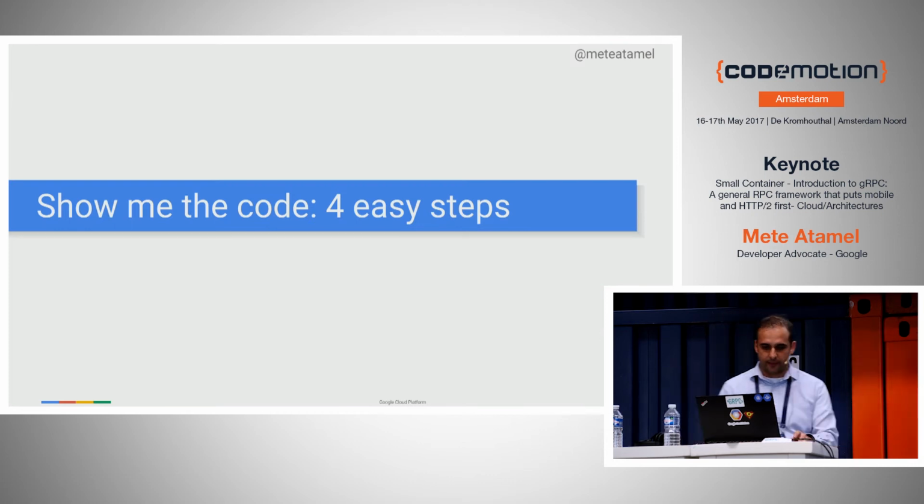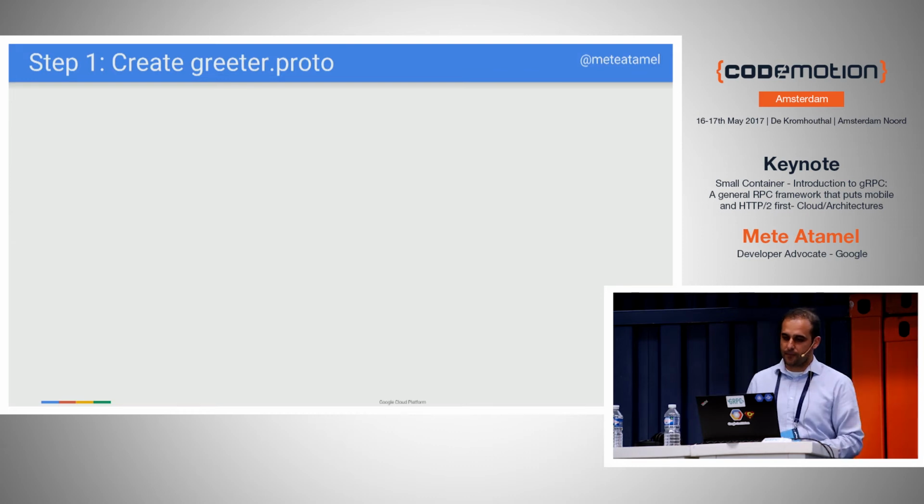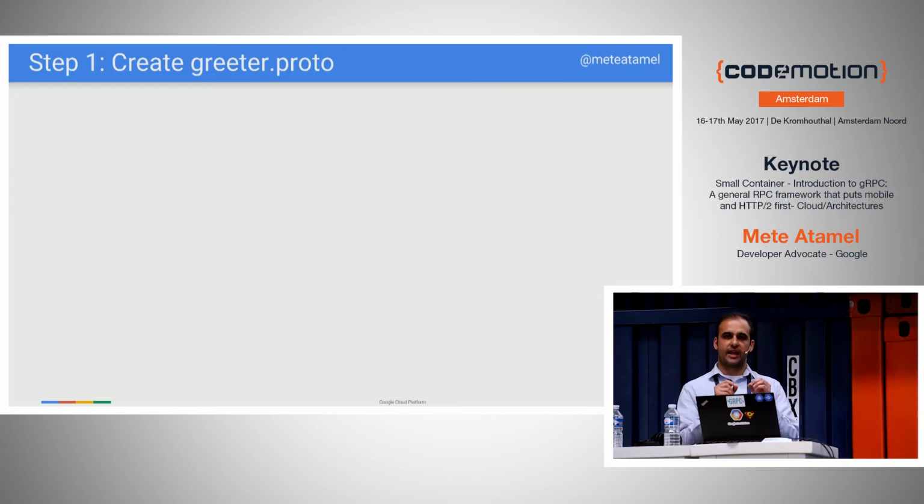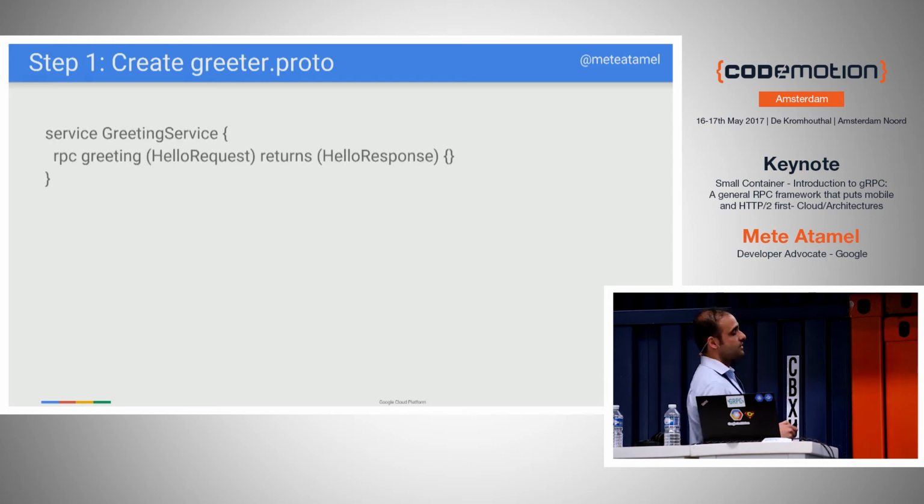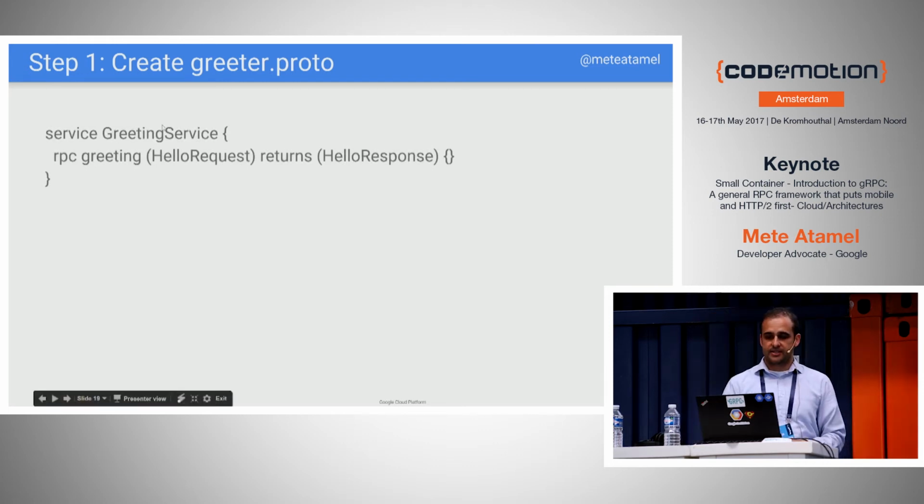All right, so that's enough talk. So let me just show you how this looks in code in like 4 easy steps. So step 1 is to actually create that service definition file that I talked about. So it will look like this. First, we'll say this is a greeter service. As I mentioned, everything is a service in gRPC. And this is a method. So it's an RPC method that takes in a request and returns a response.